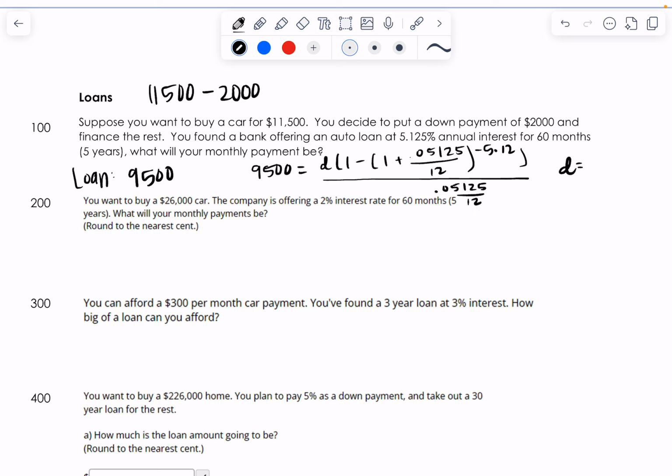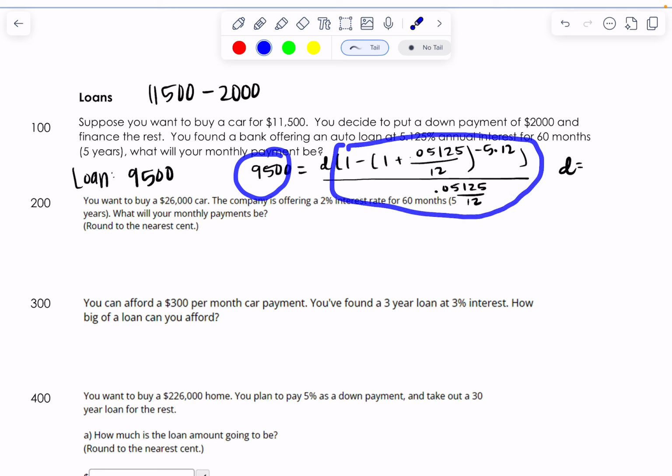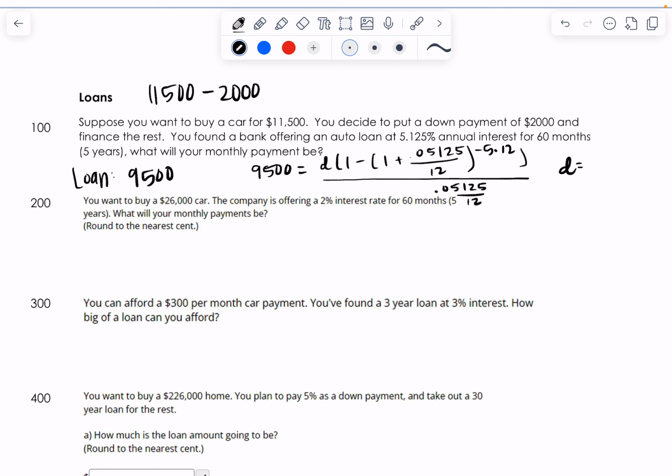Okay, so what would your monthly payment be if you do 9,500 divided by this big old fraction? Then you would get a monthly payment of $179.82.